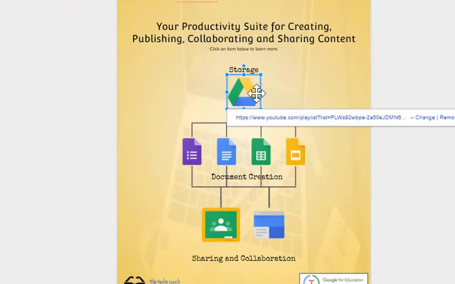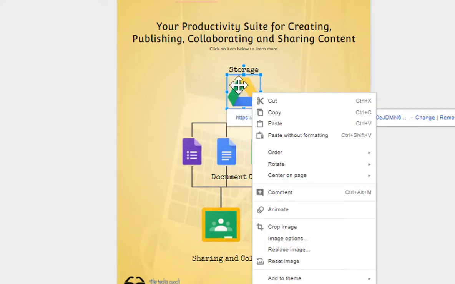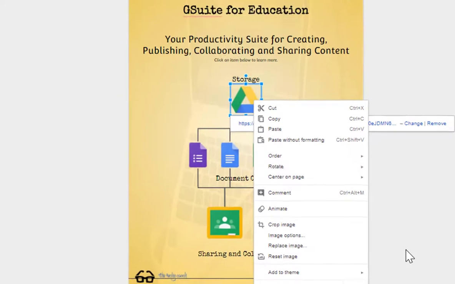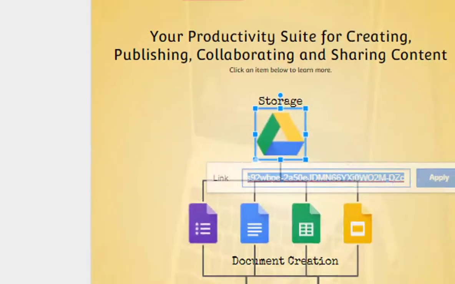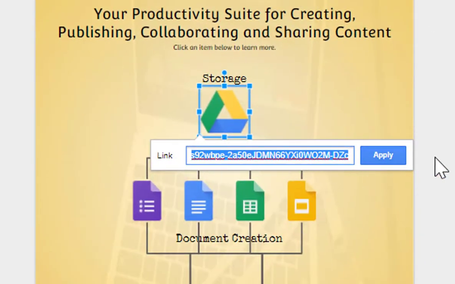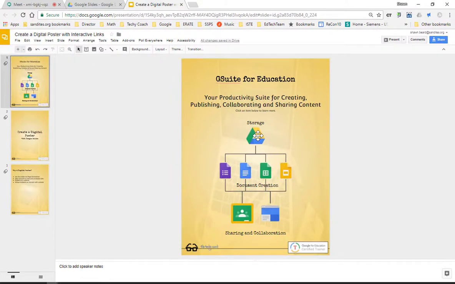For instance, each of these little items has a link on it. If you right click on any picture, you can hit the linking tool, or if you click on it and go to Insert link, then you can choose to add a link here. What I've done is, so that kids can learn about Google Drive and Docs and Sheets and Slides, I created links that take them to a YouTube playlist so that they can learn more about that tool.